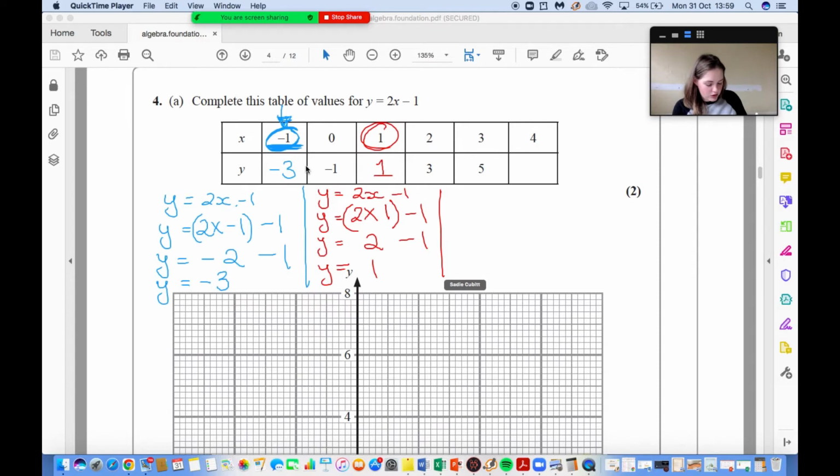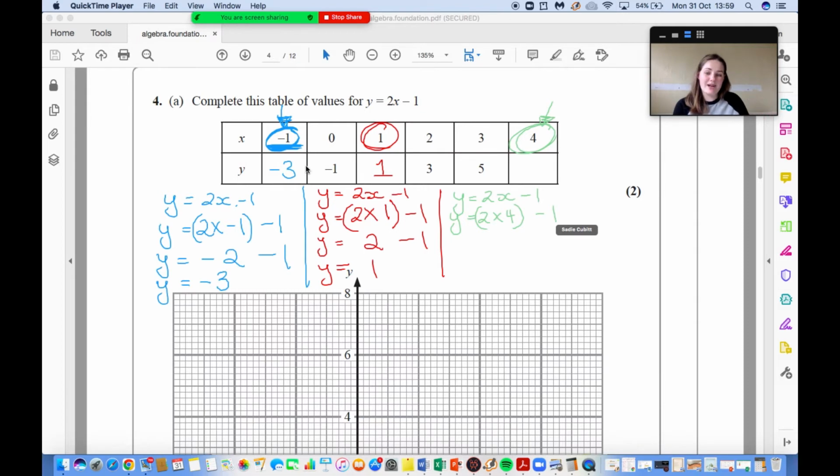And then your last one is 4. So again, we're going to use the same equation. Y equals 2x minus 1. And this time we're going to put 4 where x is. Y equals 2 times 4 minus 1.